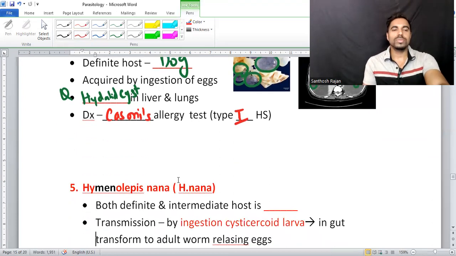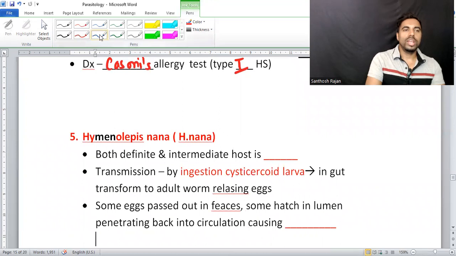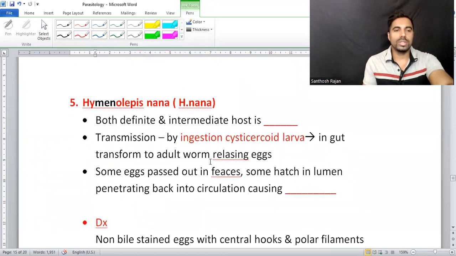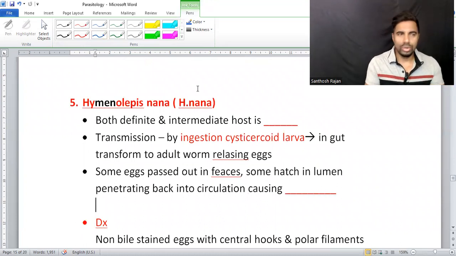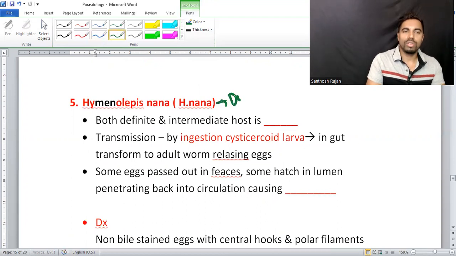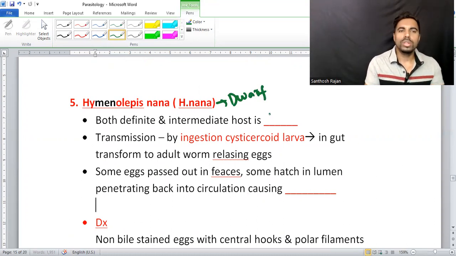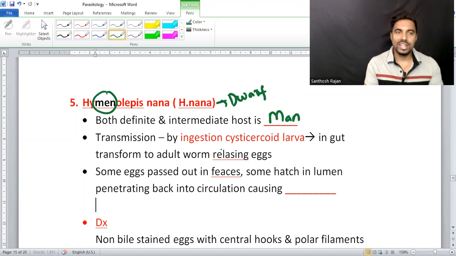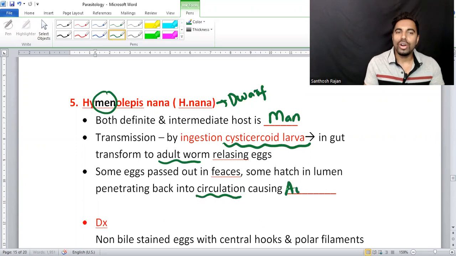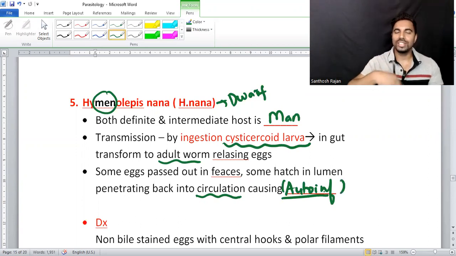Now comes H. nana. We are almost coming to the end now. H. nana is the dwarf form. It's also called the dwarf tapeworm. In this case, man is both the definite and intermediate host, only man. The ingestion of cysticercoid larva, whereas in Taenia it was cysticercus. In the gut it becomes an adult worm and releases eggs. Usually the eggs pass out, but sometimes the eggs go back, causing auto-infection. Auto-infection means reinfection: instead of passing in the stool, the eggs cause infection again.